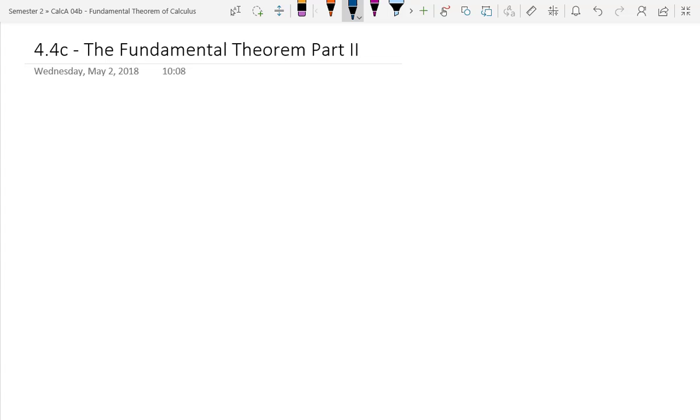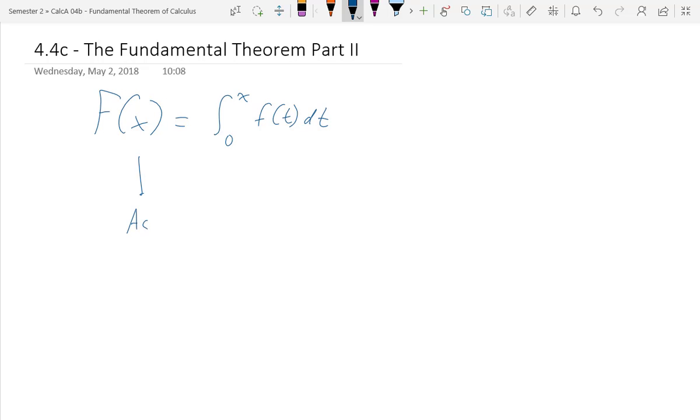Okay, for part 2 of this, to talk about it, I first have to create a function that you guys have not seen before. So this is the function right here: capital F of x is equal to the integral from 0 to x of f of t dt. Let's decipher this for a second, because I need you to have a pretty good understanding of what this is saying before we move on to what the fundamental theorem part 2 actually says.